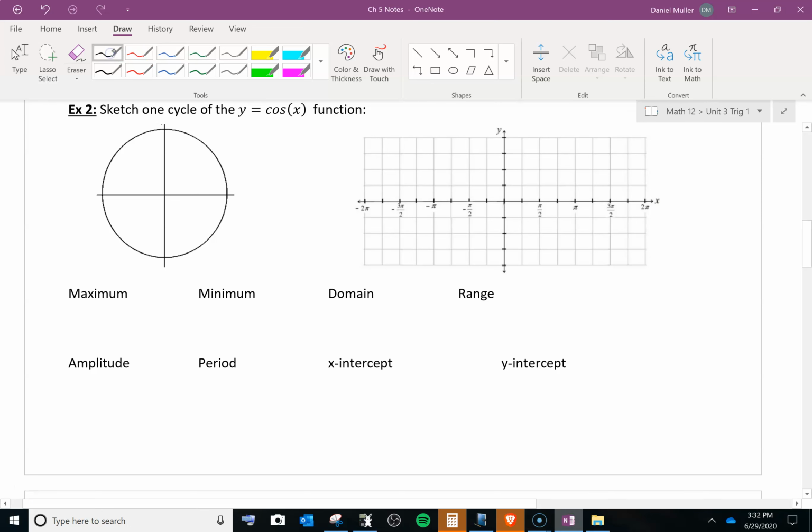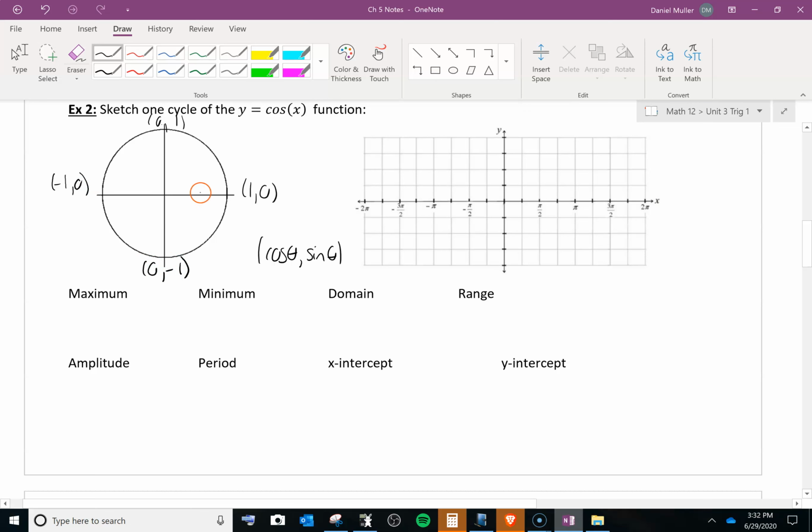Okay, so let's do this again, but now we're doing cosine. And remember when we did this, we did the right-hand side of this. Now we're going to do the left. We're going to graph cosine. So I'm going to come up with my points: 1, 0, 0, 1, negative 1, 0, 0, negative 1.